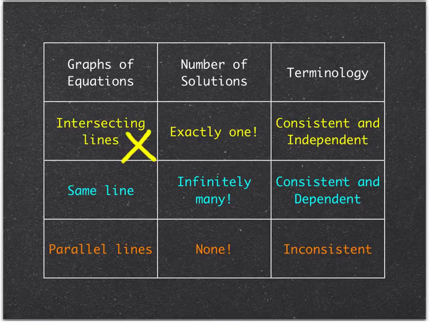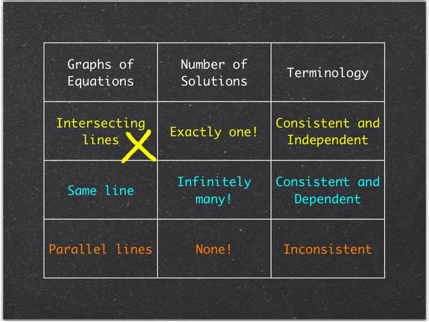Now it's possible that when we graph a system of equations, maybe the two equations look different, but maybe they're actually the same line. That can happen sometimes. So then the solutions are infinitely many, not just one ordered pair like there is here, but infinitely many. The terminology we use is consistent, meaning at least one solution, but dependent, meaning there is more than one solution.